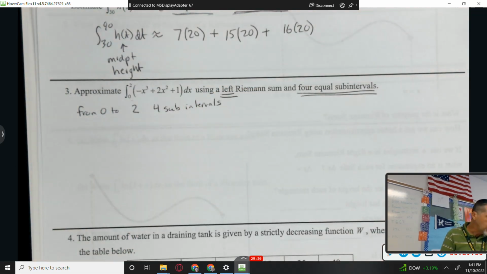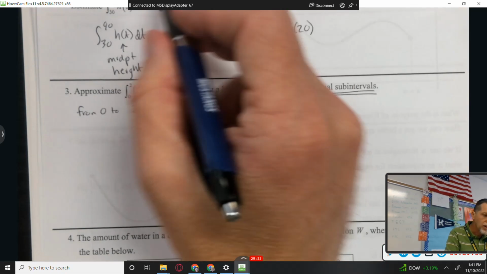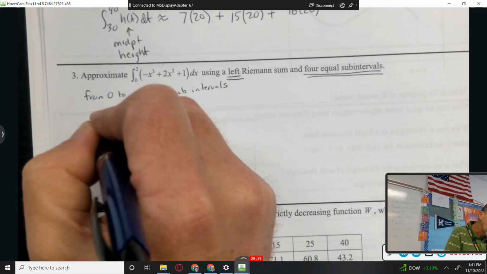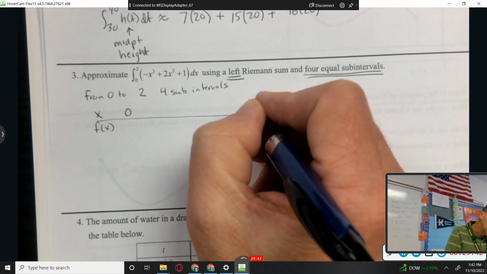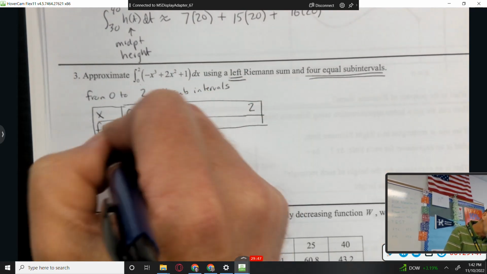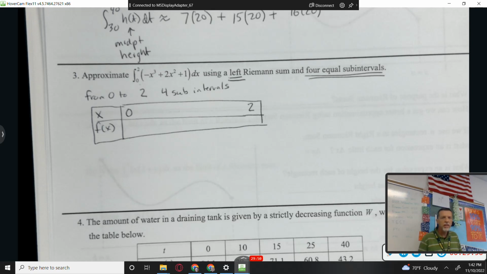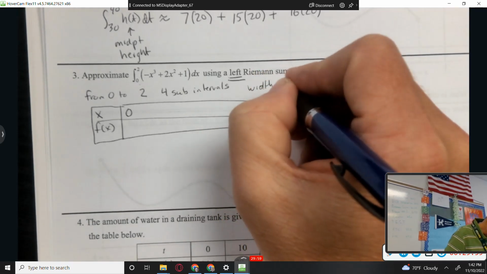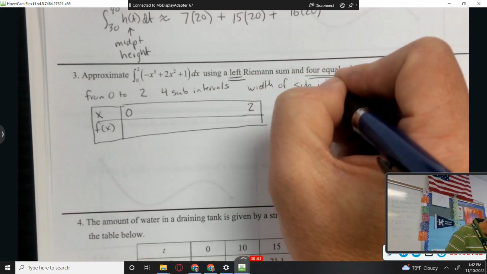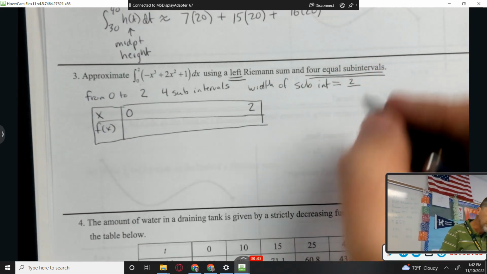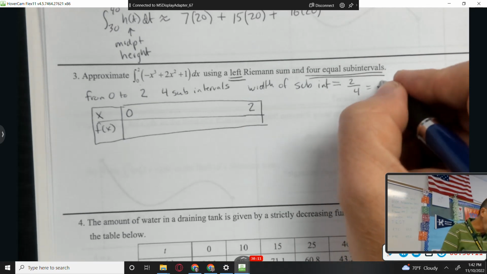One way to do this is to construct your own. If you like the information in the table, you can build your own table here. So I want to go from 0 to 2. I want 4 subintervals. So how wide does each subinterval need to be? Well, the total width is 2, and I want 4 of them. So 1/2 or 0.5.